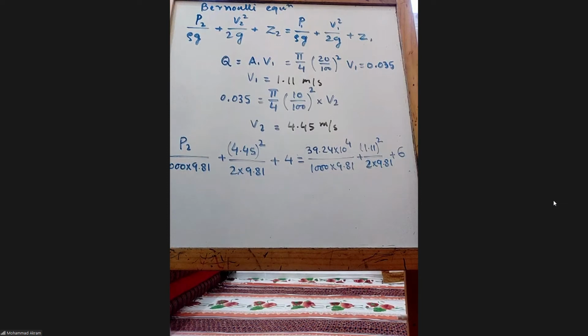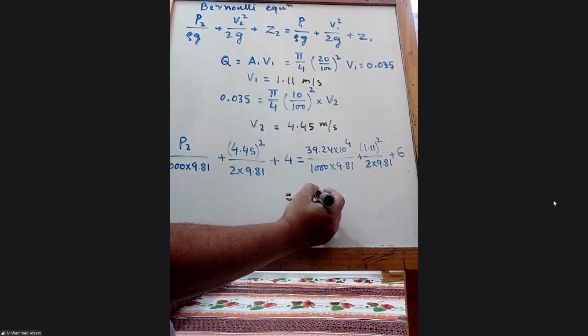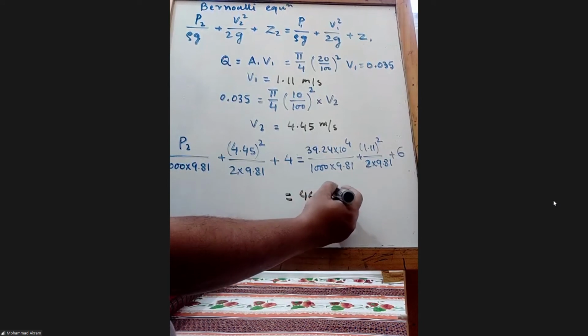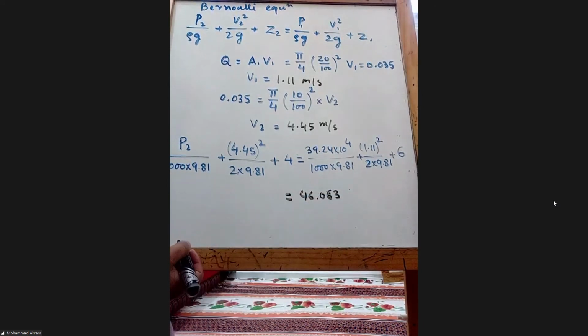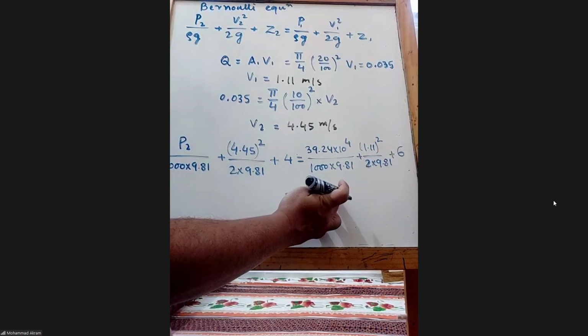Doctor, I get the right hand side. Okay, say it. It's 46.063. Yes, 46.063. I get the same answer, doctor. Okay. So actually this is the total energy per unit weight.